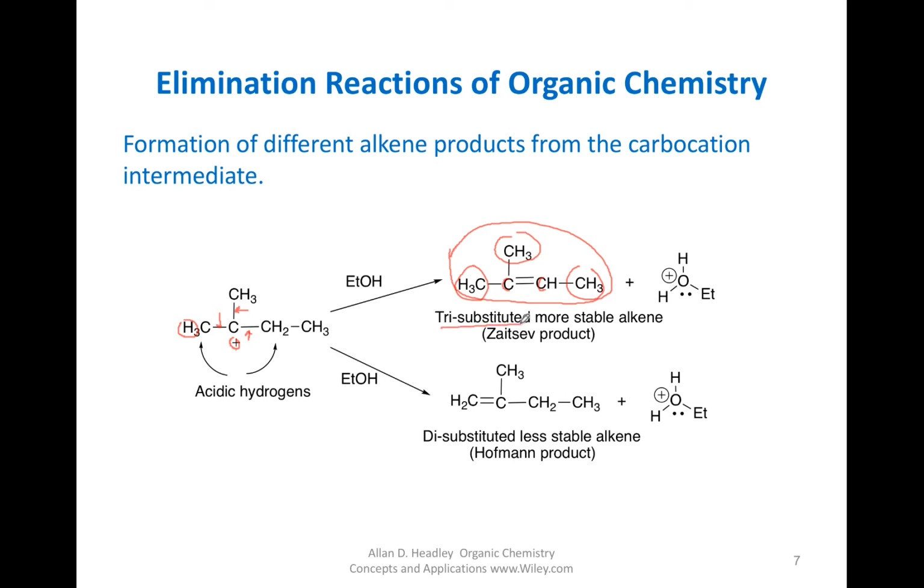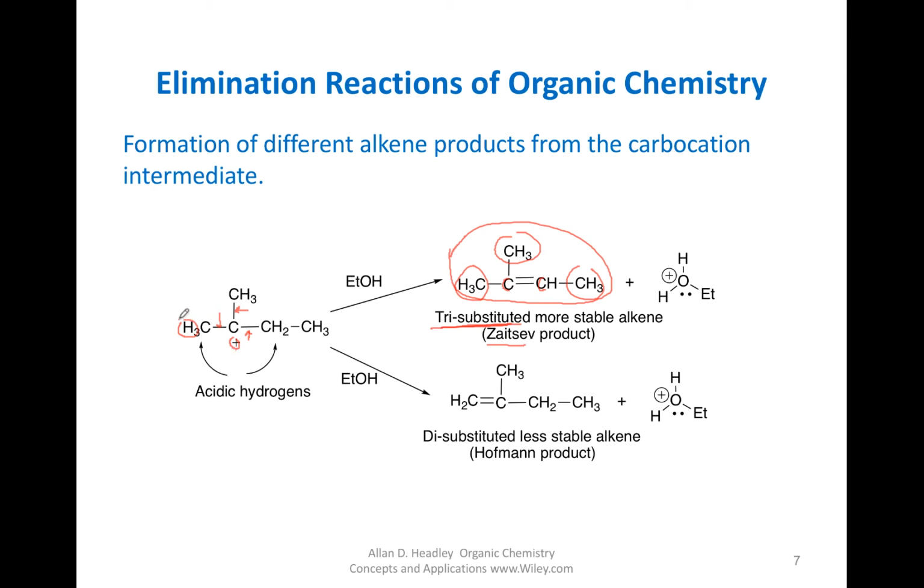You will recall the stability of alkenes depends on the number of groups surrounding the carbon-carbon double bond. The more substituted, the more stable that alkene will be. So this is a tri-substituted double bond, also referred to in previous chapters as the Zaitsev product.